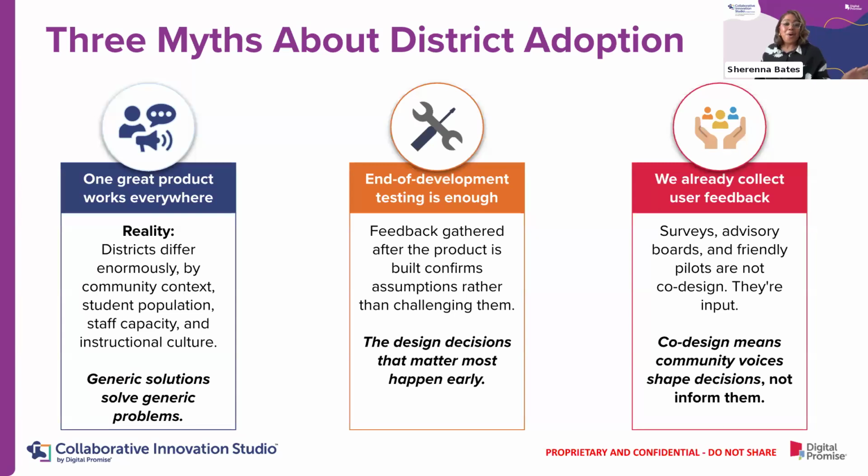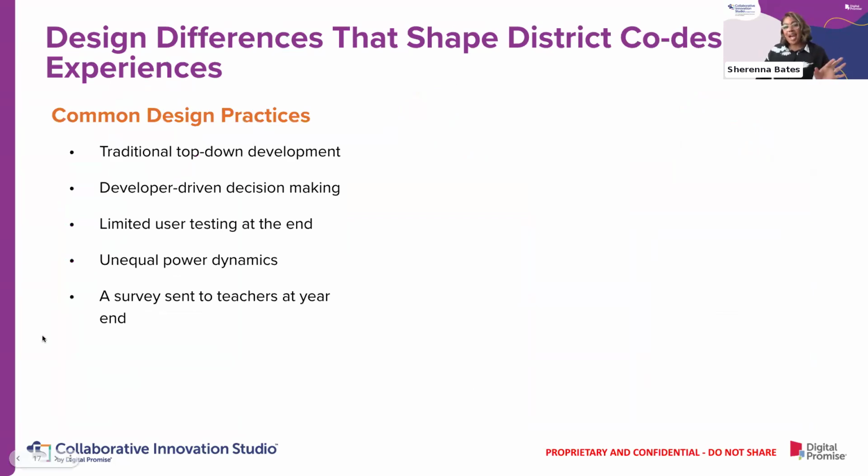So now that we have those myths out of the way, let's look side by side at what common co-design practices are and compare them to collaborative co-design. Here on the left side of the screen are some common design practices. Some people may even use the word traditional design practices. Traditional top-down development, developer-driven decision-making, limited user testing at the end, unequal power dynamics, and even a survey that may be sent to teachers at year end.